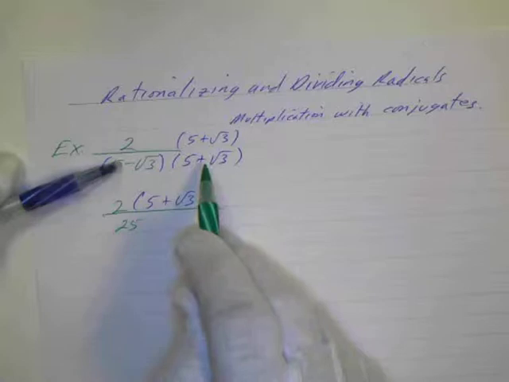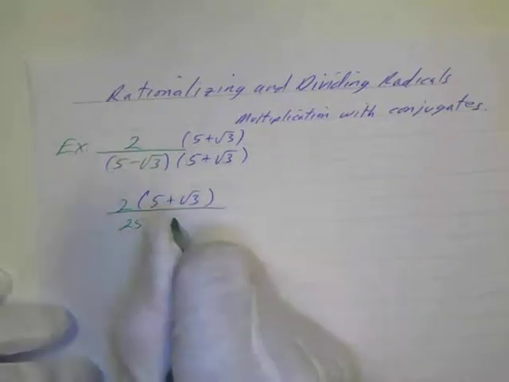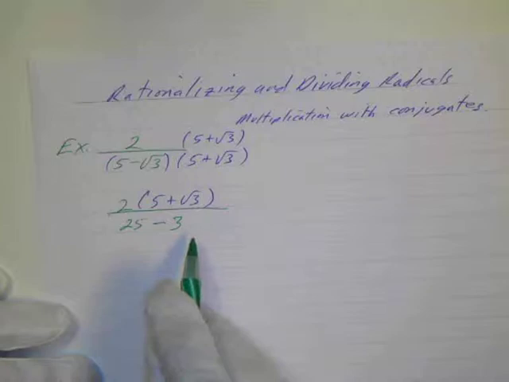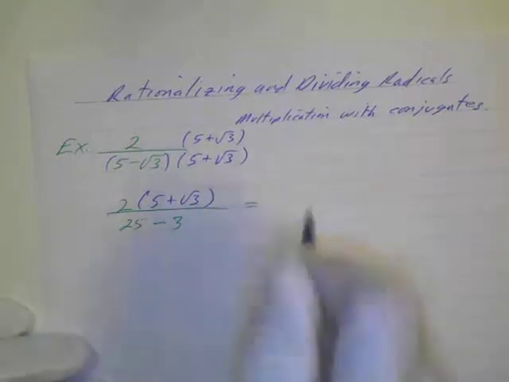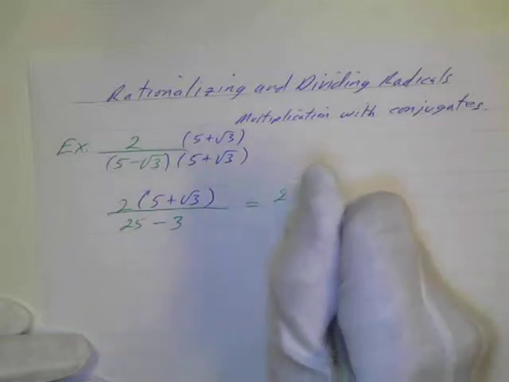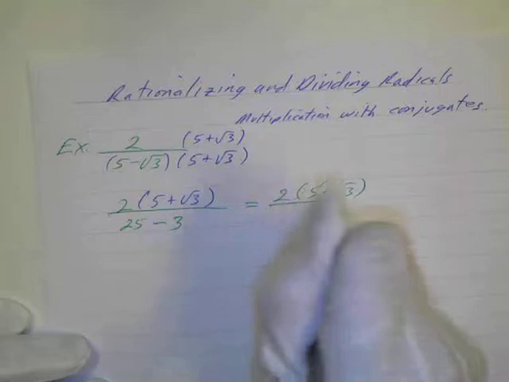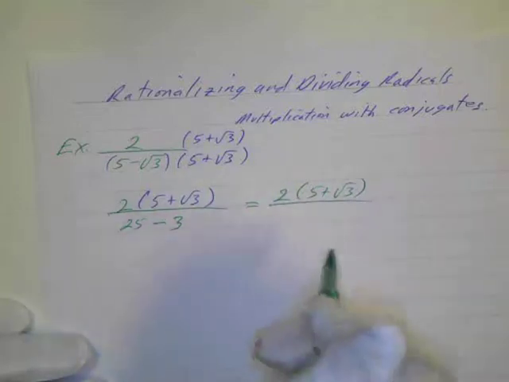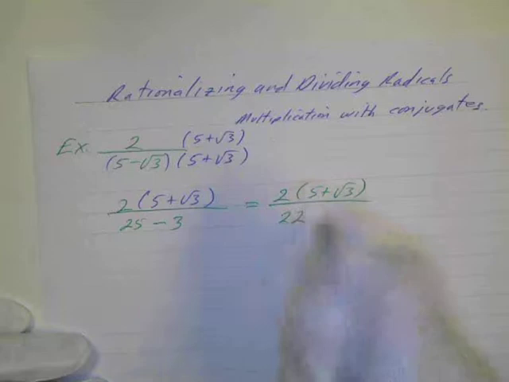And then a positive times a negative is a negative. And what's the square root of 3 times the square root of 3? That's just 3. You're going to get a nice rational number in the bottom. And then we could leave the top like that. 2 times 5 plus the square root of 3. That's okay. And in the bottom, what do we have? 25 minus 3 is 22.